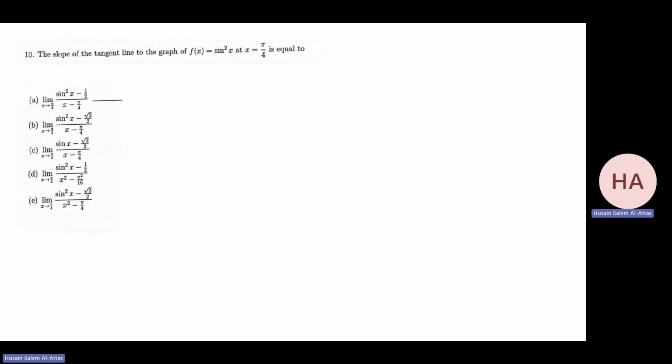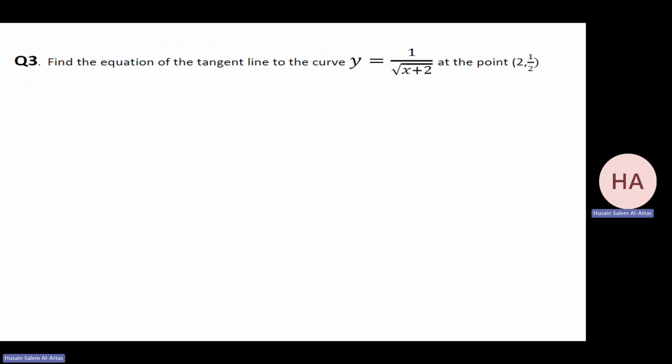Find an equation of the tangent line to this curve. I need to find the slope, which is f prime at 2. F at 2 is already given, so we can solve it. How to find f prime at 2?